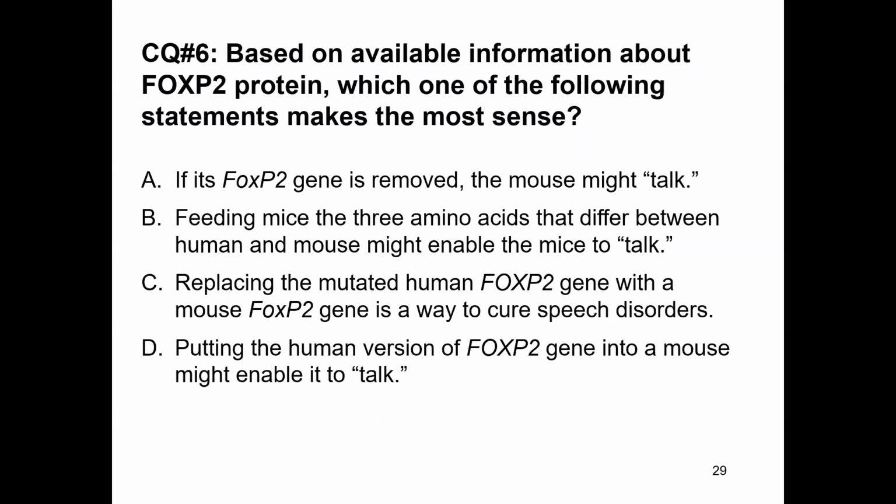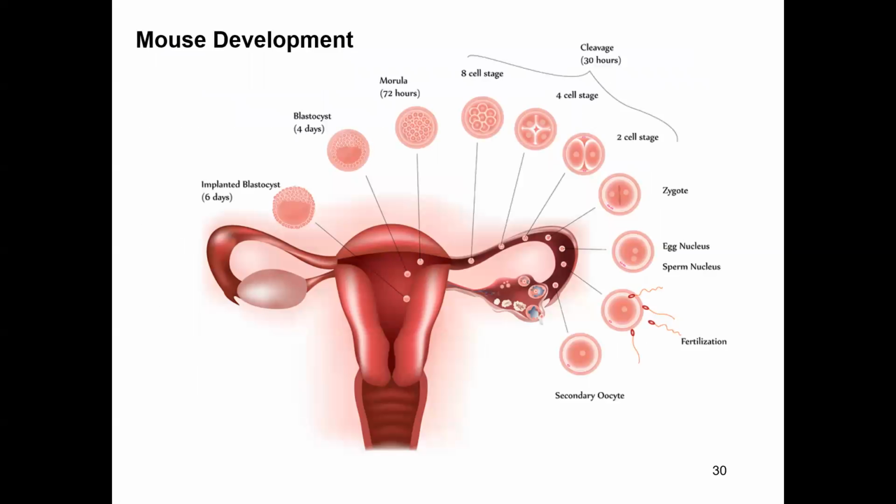All of your foods contain all of your amino acids, generally speaking. There's a couple that we sometimes get from extra vitamins and stuff. But the point of the primary research article that this is based on was that they put a human version of the FoxP2 gene into a mouse, and it changed the speech patterns of the mouse. He didn't turn into Mickey Mouse, but we'll see what happens. It's more of a Ratatouille situation.